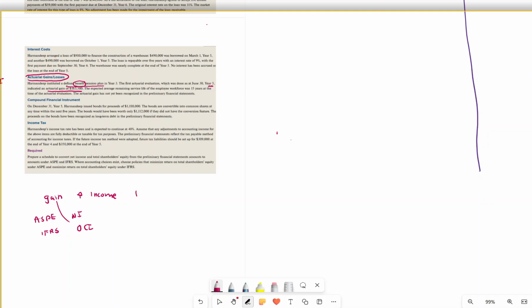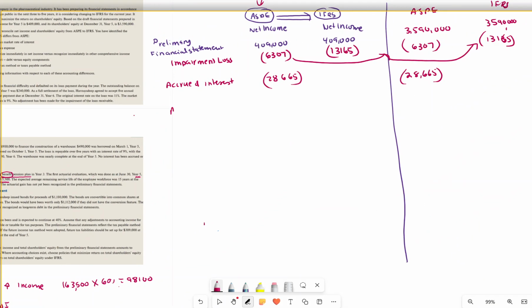So now how much is my gain? My gain is 163,500. My after tax gain will be 60% of that, which will be 98,100. So again, it's called an actuarial gain or loss. If it's a gain, you will be increasing your income. If it's a loss, you will be decreasing it. So in this case, it will be 98,100. Under ASPE everything goes through net income, so 98,000 will need to be adjusted. IFRS already follows it, so we don't need to do any adjustment.